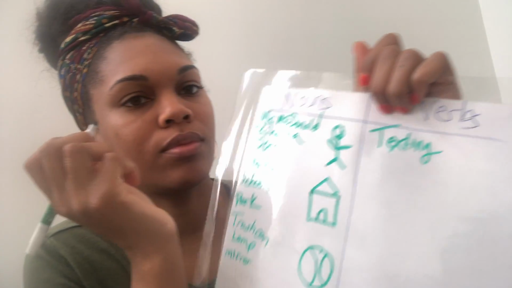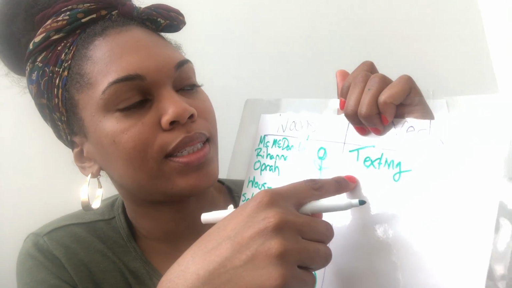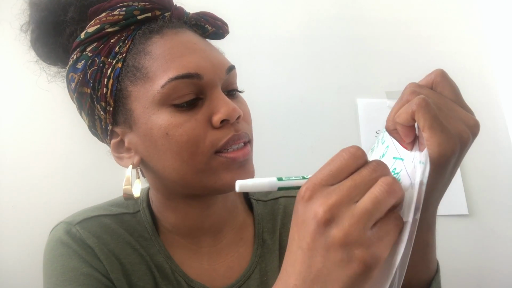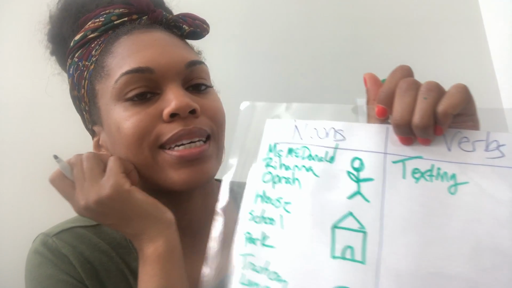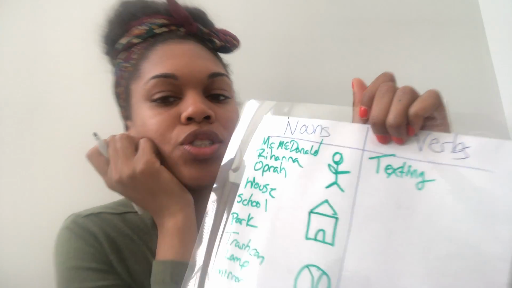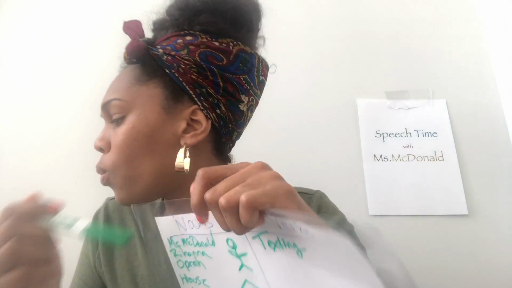So let's write that down under the verbs list. Texting. She's texting. T-E-X-T-I-N-G. Texting. She's texting. Ooh, let's see our next picture.